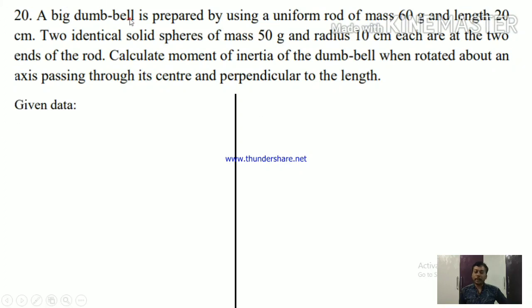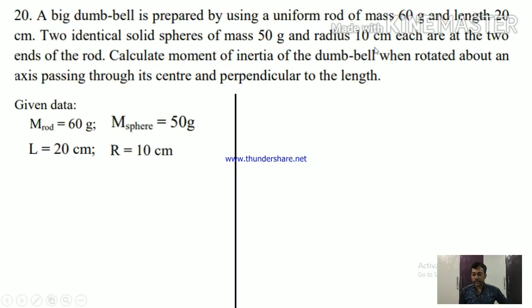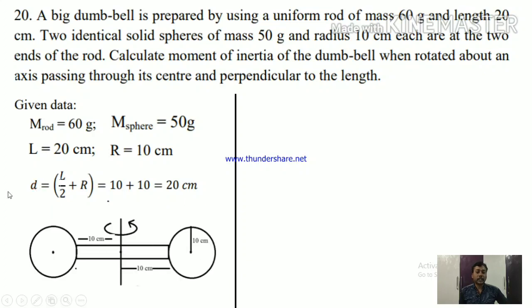A big dumbbell is prepared by using a uniform rod of mass 60 gram. So mass of rod is 60 gram. Length of rod is given. Mass of sphere is also given here, 50 gram. Length of rod is 20 centimeter and radius is 10 centimeter. So the distance d is L by 2 plus R, equal to 10 plus 10, equal to 20 centimeter. What is the distance d? It is shown in the diagram. d is the distance from the center to the axis of rotation. So here the center of the sphere is this, the radius is 10 centimeter and this distance is 10 centimeter. So 10 plus 10 is equal to 20 centimeter.